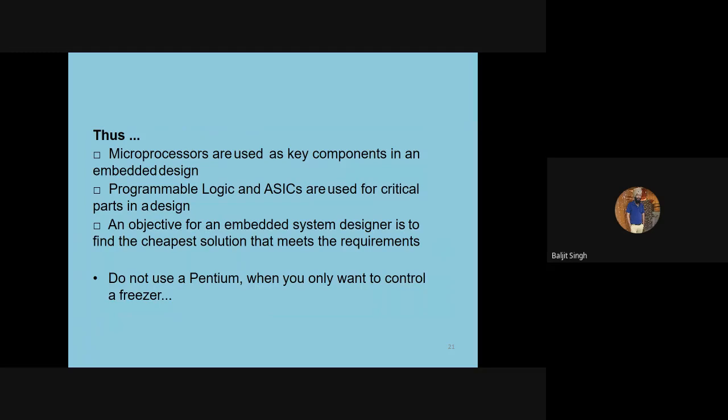Therefore, microprocessors are used as key components in an embedded system. Programmable logic and application specific ICs, ASICs, are used for critical parts in the design. The objective for an embedded system designer is to find the cheapest solution that meets the requirement. Do not use a Pentium when you only want to control a freezer. This means if your requirement is of an 8-bit normal microcontroller, then you don't need to use a fully developed Pentium processor for your basic simple application. So this emphasizes the optimization of your design based on the application which you are going to address.